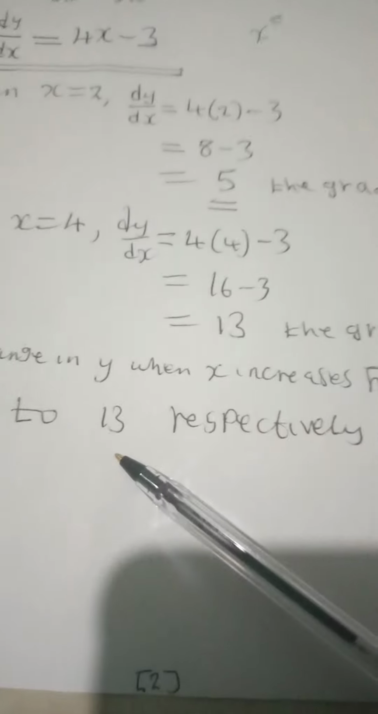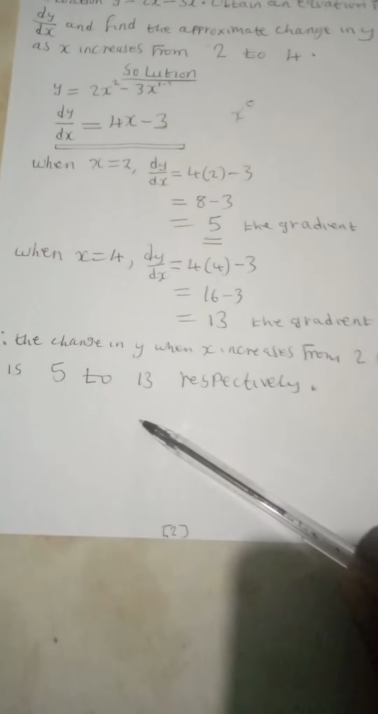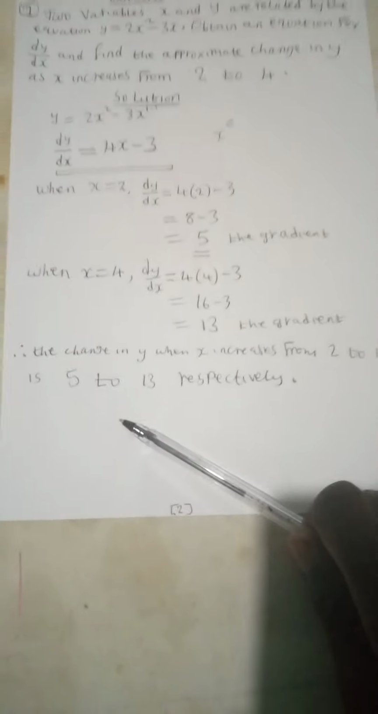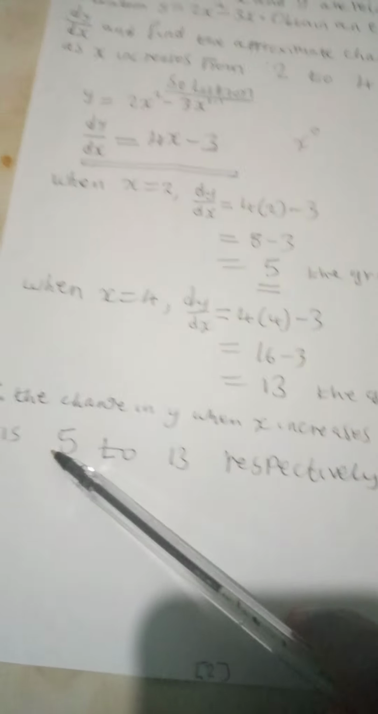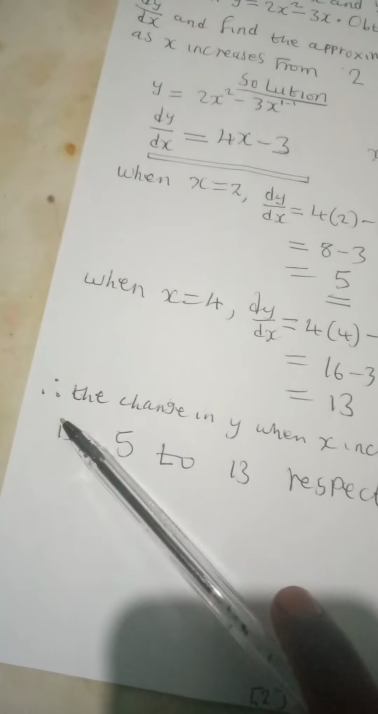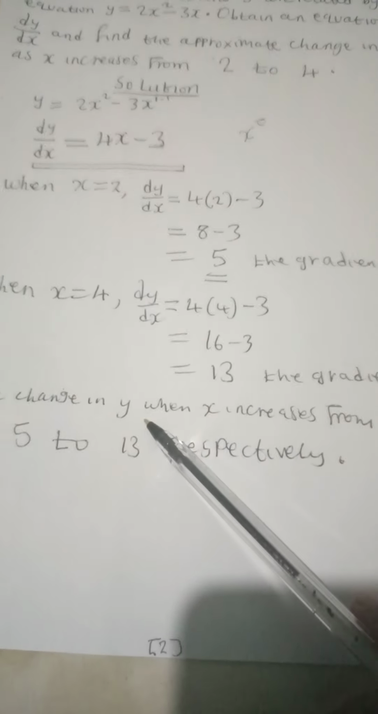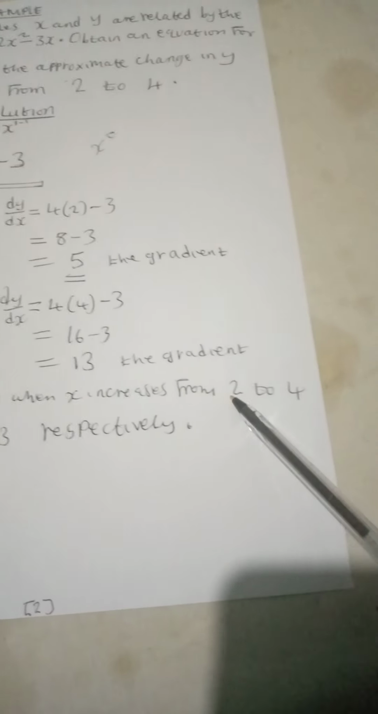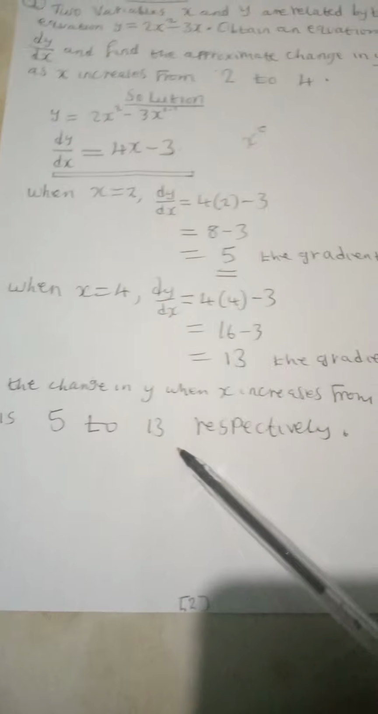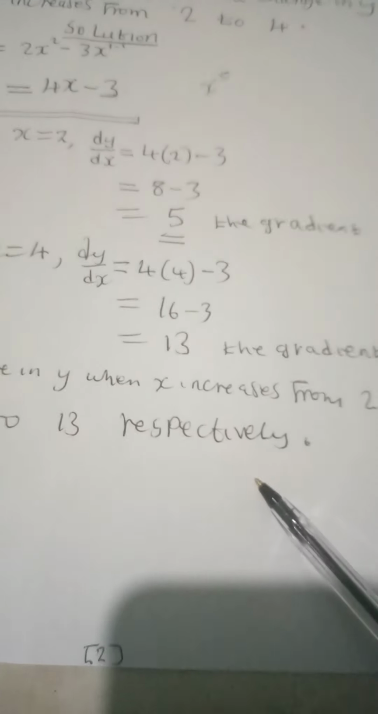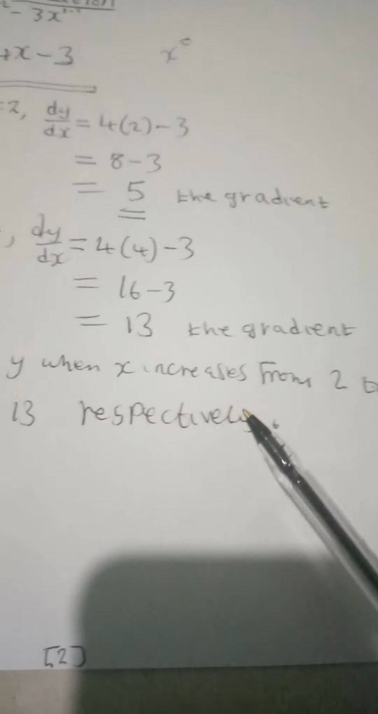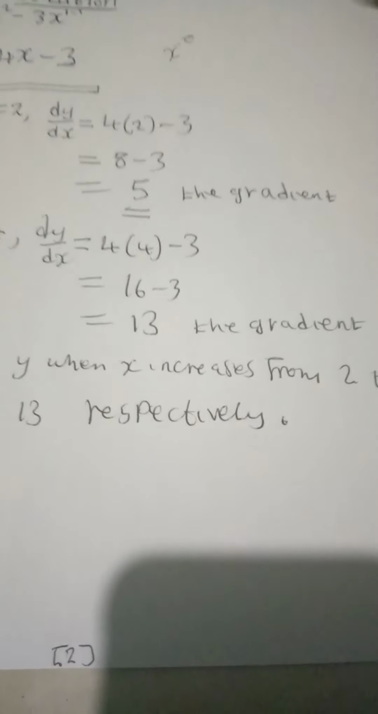How do you write your answer now? As a student of mathematics, we have understood the question. Now, how to write the answer? You write your answer the way the question is asked. You say, therefore, the change in y, when x increases from 2 to 4, is 5 to 13 respectively. So we are done with this part. Thank you very much. Now we look at the last part.